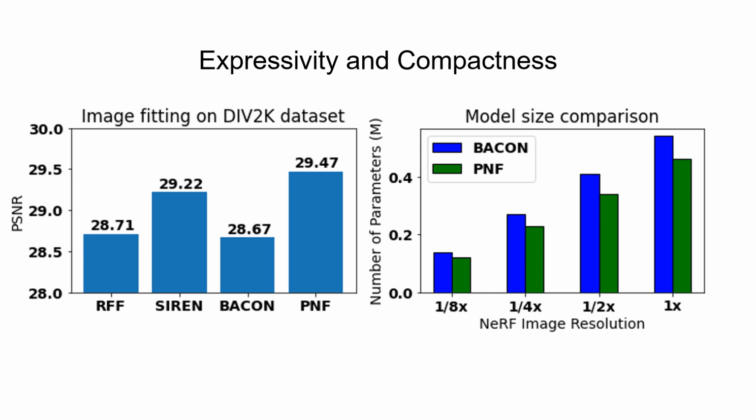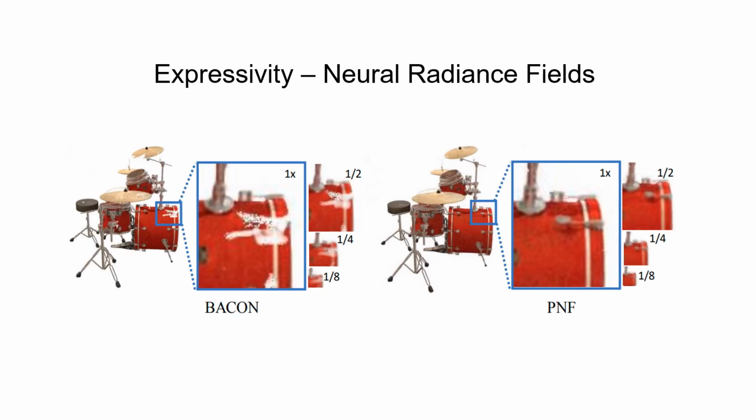Given those advances, PNF still retains the merits of neurofields, being expressive and compact. The left bar chart shows that PNF can reach state-of-the-art performance in the task of image fitting. The right bar chart shows that PNF achieves so with very few parameters. Here is a qualitative example comparing NeRF results between PNF and the prior work BACON. PNF is able to produce better novel view synthesis results.